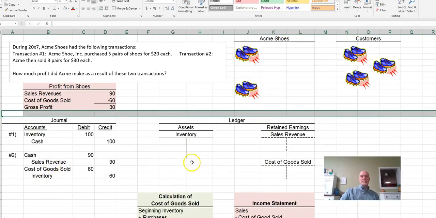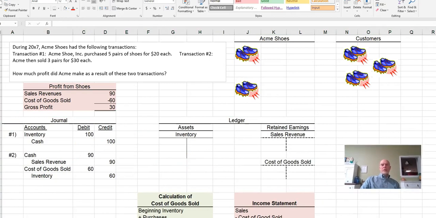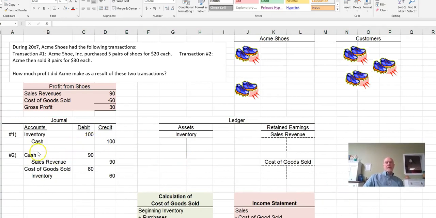So I've got a journal here, and let's record these 2 transactions. In the first transaction, we would debit inventory and credit cash. So that was the purchase. When we purchase product to sell to customers, we're going to debit the inventory account for that. That's the name of the asset, or you might call it merchandise inventory. And then credit cash, or credit accounts payable if you hadn't paid it yet.